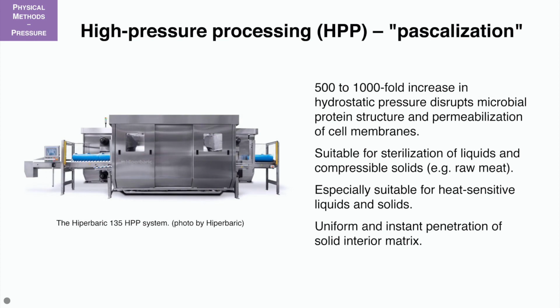An alternative to thermal control methods is the use of high-pressure processing, so-called pascalization. This method uses high hydrostatic pressures that can exceed 1,000 times the atmospheric pressure at sea level. At these pressures, both protein and membrane structures are disrupted, leading to the death of undesirable microorganisms. At the moment, this method is primarily used in food processing.